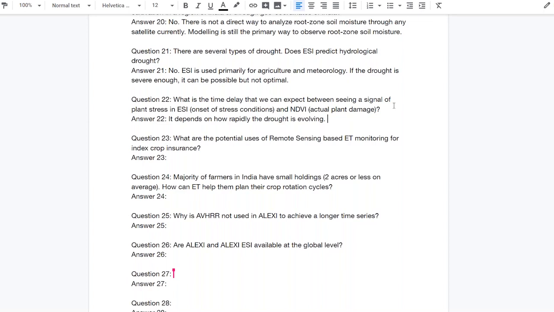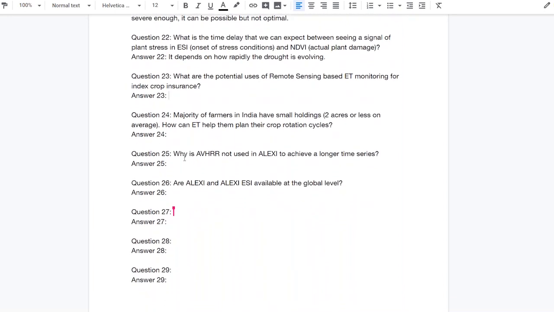Great. Question 23. What are the potential uses of remote sensing based ET monitoring for index crop insurance? It depends. In places in Africa where field sizes are very small, even at Landsat, the thermal sensor is on the order of 100 meters. We can sharpen that down to 30 meters, but when you get to some of these areas with much smaller fields, it's hard to get a pristine view of water use at a field scale.